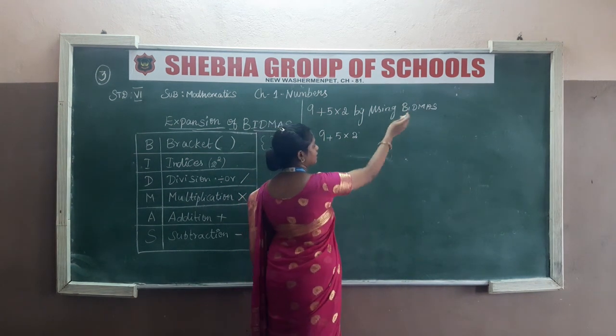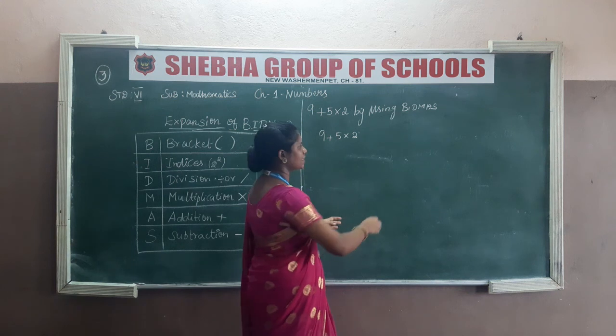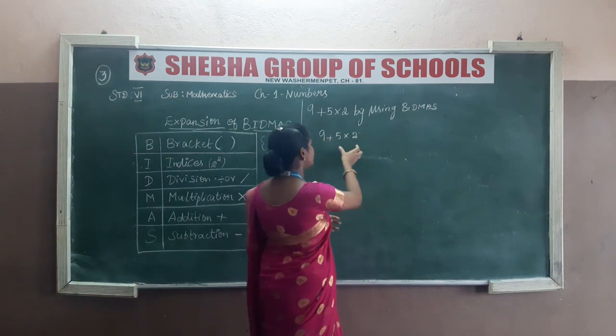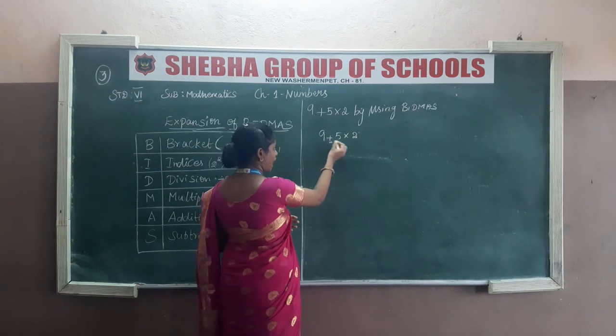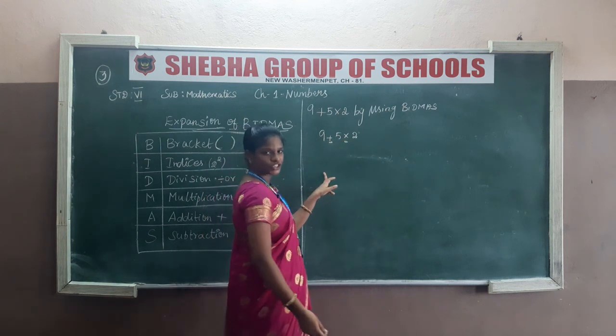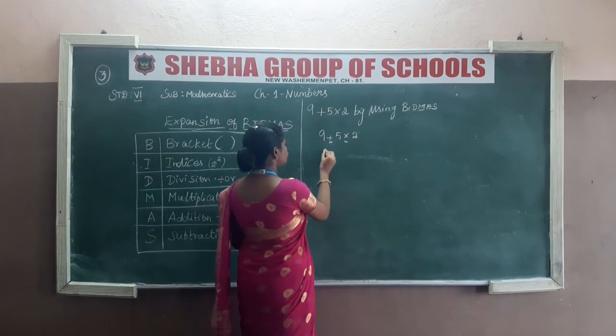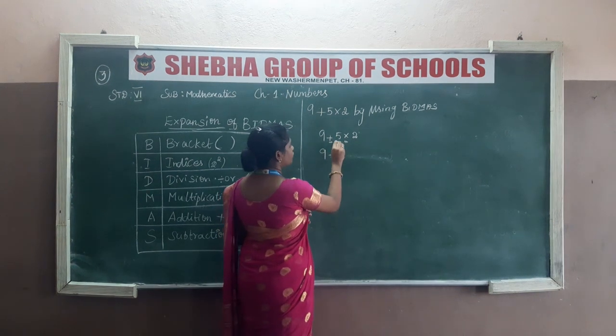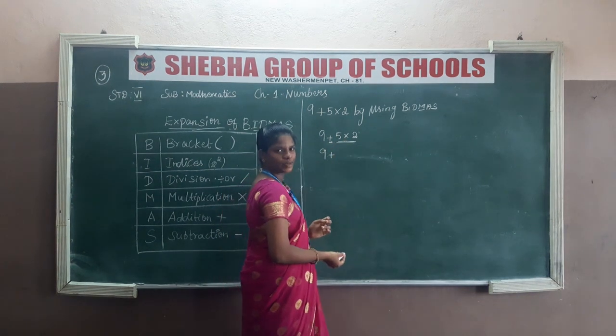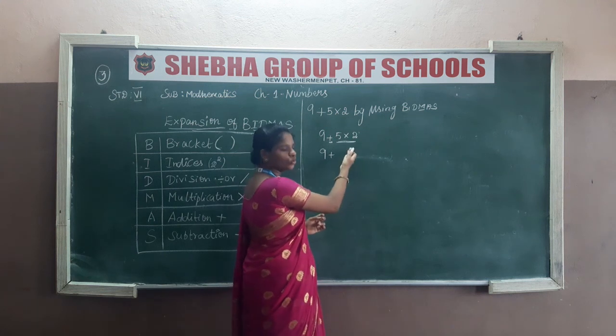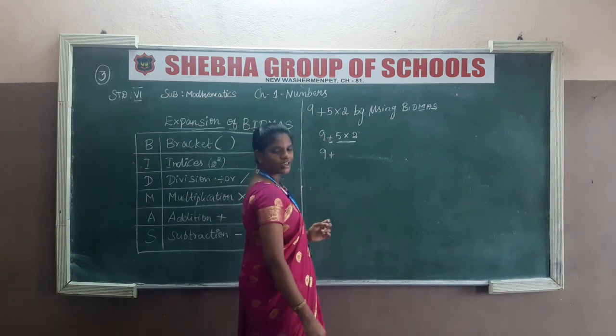And then indices, any powers? No, no powers. Then division, are there any divisions? Only addition and multiplication are there, no division. Then multiplication is there. So we have 9 plus, first we have to take the multiplication 5 into 2. 5 into 2 what? 5 twos are 10.